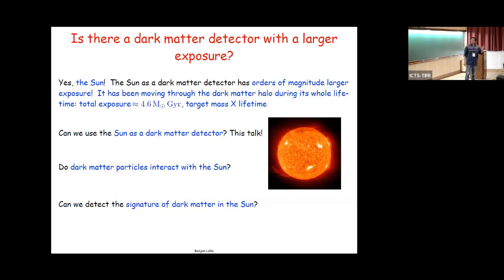And I must acknowledge Tarak, who first pointed out this possibility to me. So the Sun, as a dark matter detector, has orders of magnitude larger exposure. It has been moving through a dark matter halo for its entire life. The Sun's age is roughly a few gigayears. The mass is obviously 1 solar mass by definition. So the exposure is 4.6 solar-mass gigayears.